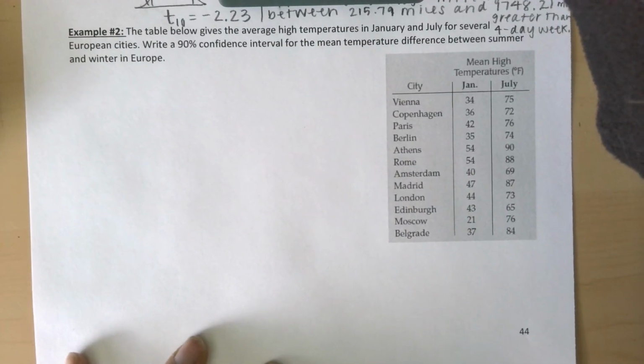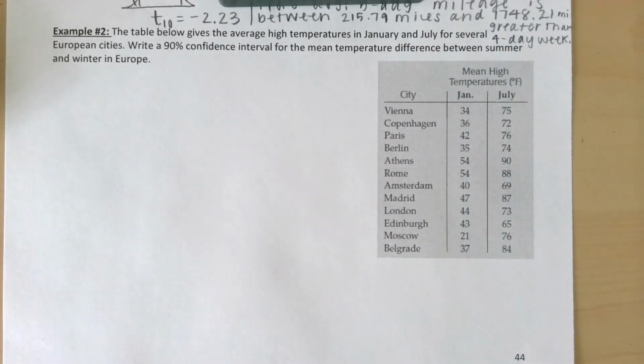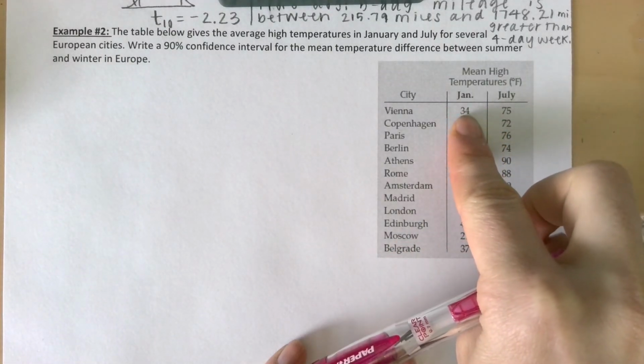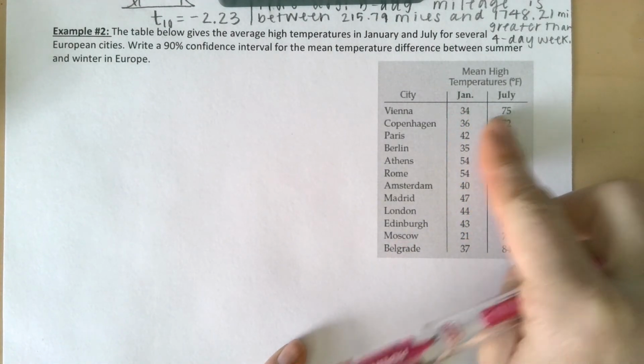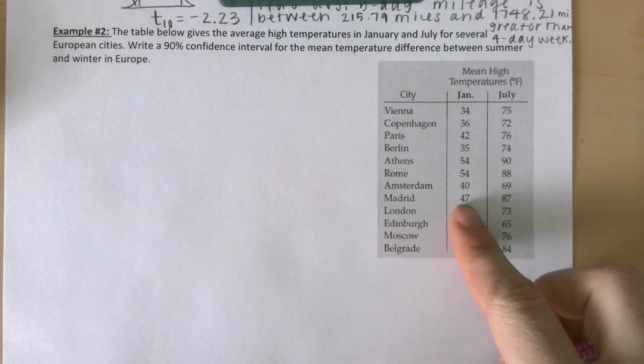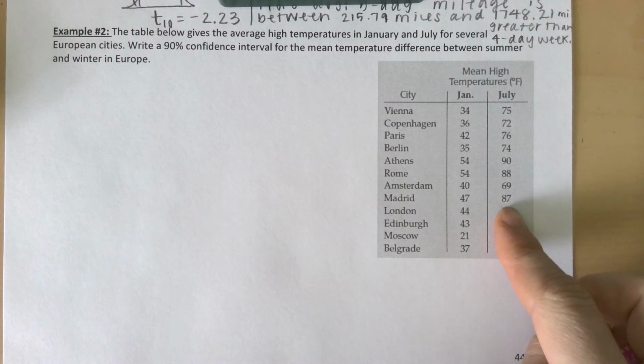Okay, let's take a look at example 2. Example 2 says the table below gives the average high temperatures in January and July for several European cities. We want to write a 90% confidence interval for the mean temperature difference between summer and winter in Europe. So looking at our data, again, it's listing the cities and then the high temperature in January compared to July. So in Copenhagen, it was 36 versus 72. In Madrid, it was 47 compared to 87.